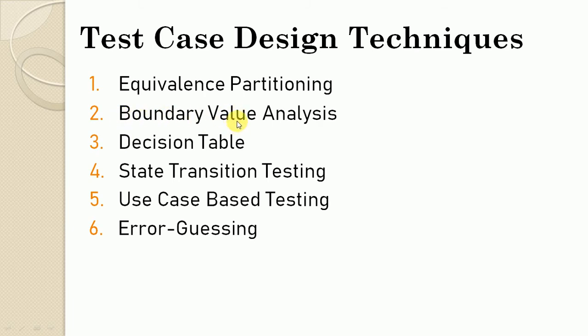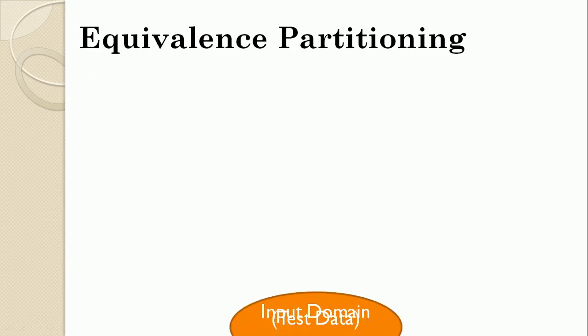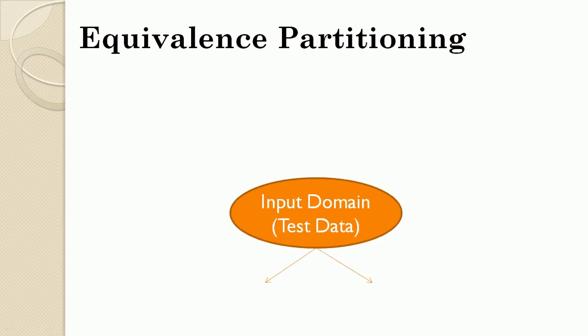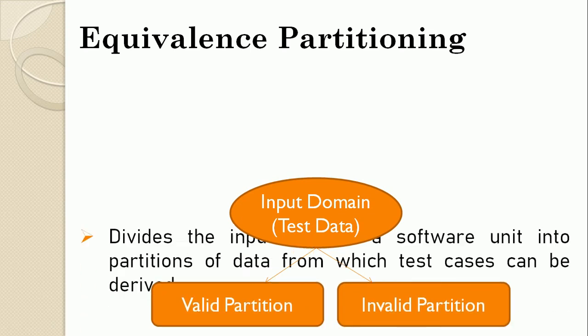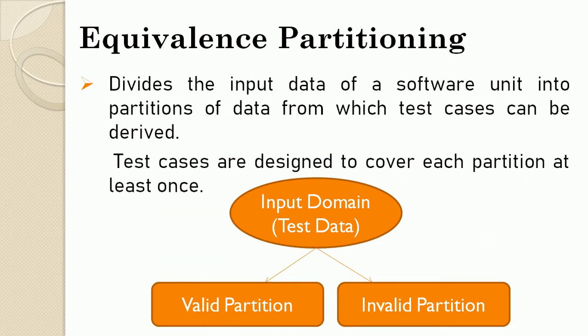So guys, what is ECP? In the last session we already discussed equivalence class partitioning. It is a process where we divide the input domain, the input test data, into two partitions, valid partition and invalid partition. For every partition we need to prepare at least one test case to cover that requirement. So we need a minimum number of test cases to get maximum coverage of the client requirements.